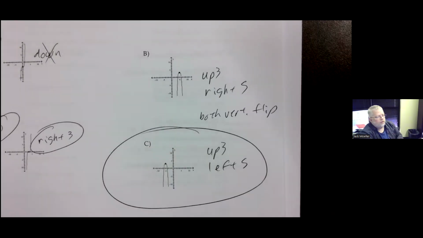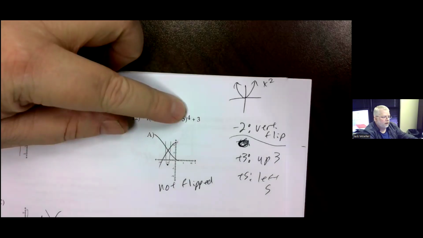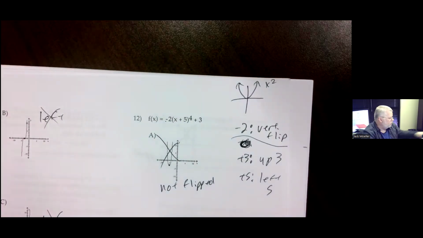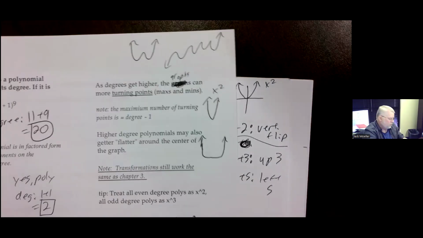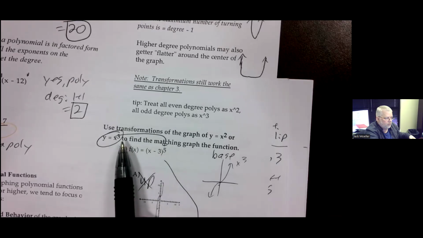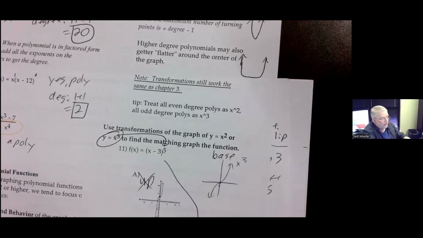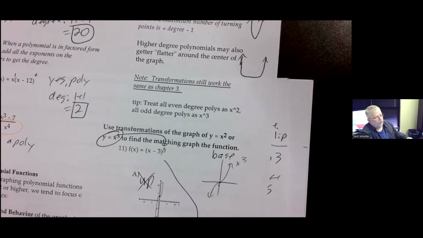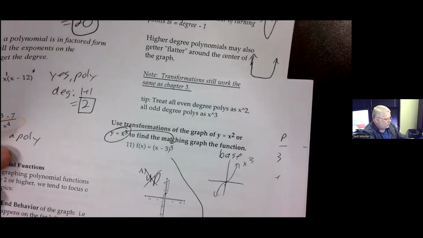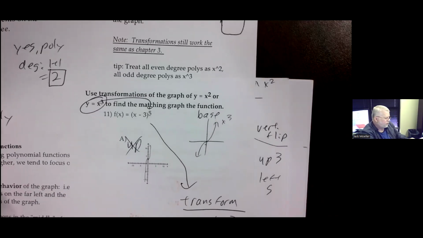Okay, so that's kind of what you're going to have to do with transformations. Again, it's nothing new in terms of the actual transformation. It's just that now, instead of dealing with x squared and x cubed, we're going to be dealing with degree 4, degree 6, so even degrees or odd degrees. So if it's x to the 5th, treat it as x cubed. X to the 7th, treat it as x cubed. Other than that, transformations are still what we've been talking about. Right? So that is sort of the warm-up to the graphing of the polynomial functions.